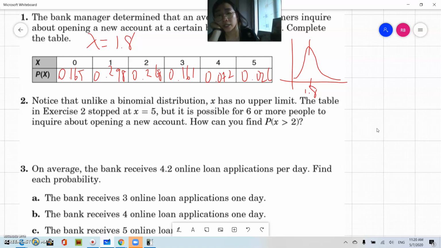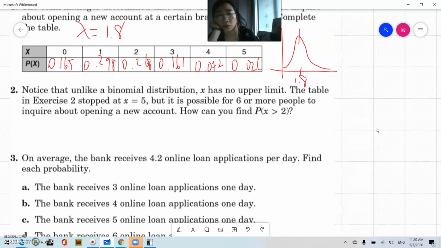Here it says the table in exercise 2 stopped at x equals 5. I think that's exercise 1 actually. But it is possible for 6 or more people to inquire about opening a new account. How can you find the probability that x is greater than 2? So think about this.